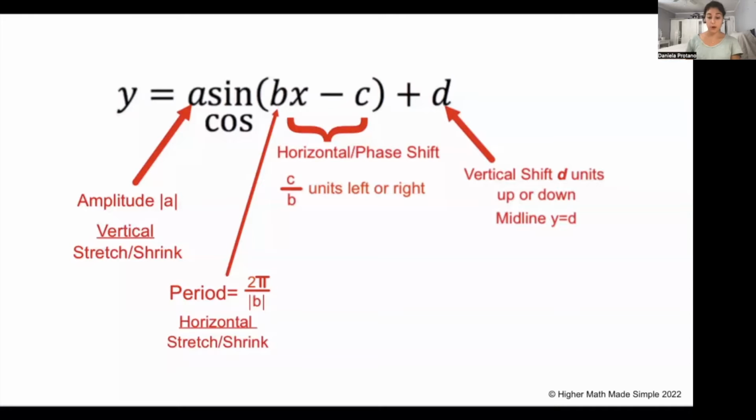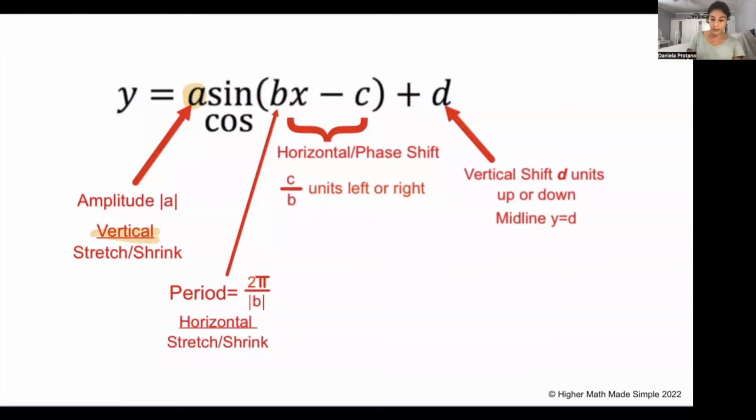We're going to see through all the examples and discover how, for example, the a, or the leading coefficient, aka the number in front of the sine or the cosine function, is going to determine your amplitude. If you take the positive value, or the absolute value of a, that tells you the amplitude. We're going to see that the value of a is going to influence the vertical stretch or shrink.